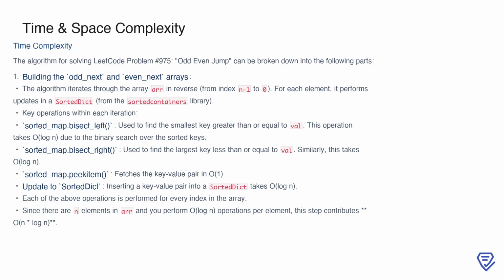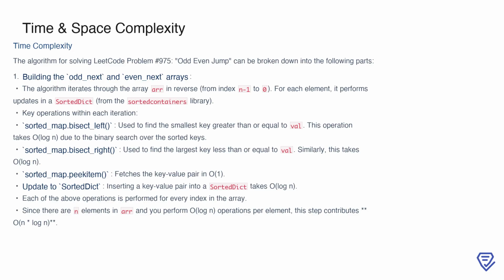To analyze the time complexity of the optimized solution for odd-even jump, we start by examining how the odd_next and even_next arrays are constructed. This process involves iterating through the array ARR in reverse, from the last index to the first. At each step, operations are performed using a sorted dict, which is a data structure that maintains the keys in sorted order. Key operations include bisect_left to find the smallest key greater than or equal to the current value, and bisect_right to find the largest key less than or equal to the current value.